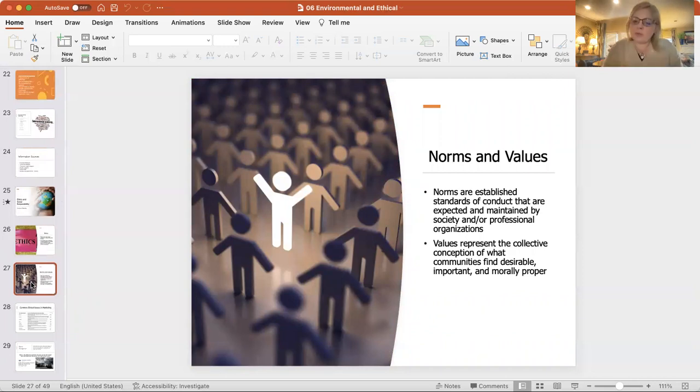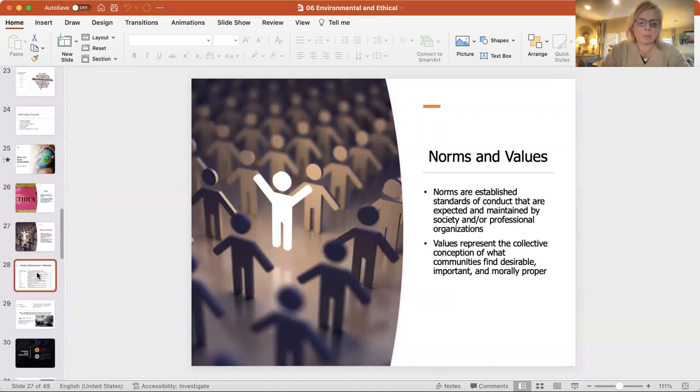Norms and values. Norms are established standards of conduct that we expect in a society. Values are the collective, what a community might find desirable and morally proper, right? So we've got these norms of things that we expect, and how we expect people to act and what we expect people to do. We expect people to be good, upstanding citizens. But even further than that, as you go into respective communities, that may be a religious community, that may be a geographic community, then you'll see those either tightened up or even loosened a little bit, depending on what their values are.